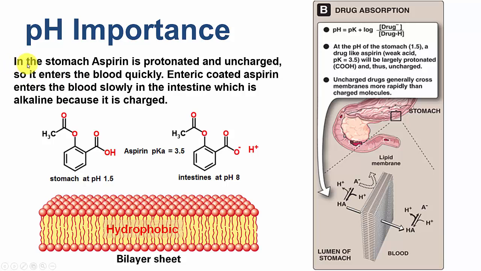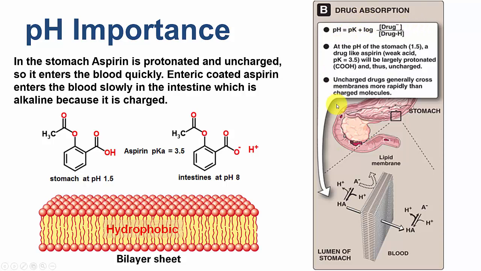So the pH is important. In the stomach, aspirin is protonated and uncharged, so it enters the blood quickly. Enteric-coated aspirin enters the blood slowly in the intestine, which is alkaline, because it is charged. So in the stomach, at pH 1.5, aspirin is quickly absorbed, and in the intestines it is more slowly absorbed. So if you're having a heart attack and you need to get aspirin in a hurry, you don't want to take enteric-coated aspirin. You want to chew up an aspirin so it dissolves very quickly in your stomach and gets into your blood to deactivate your platelets a bit and therefore slow the clotting process.